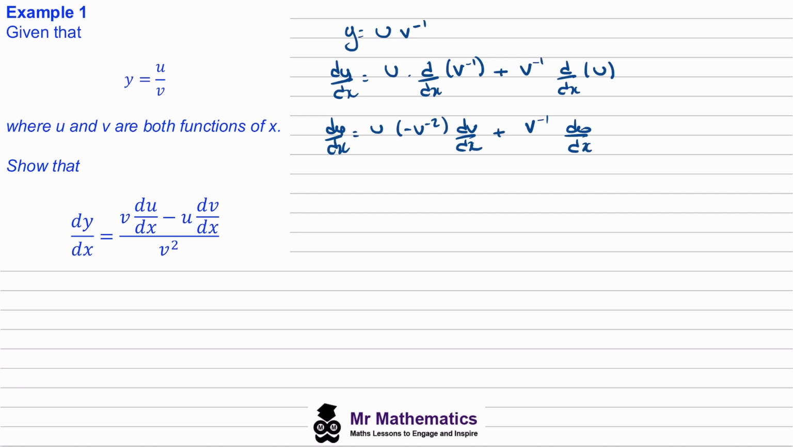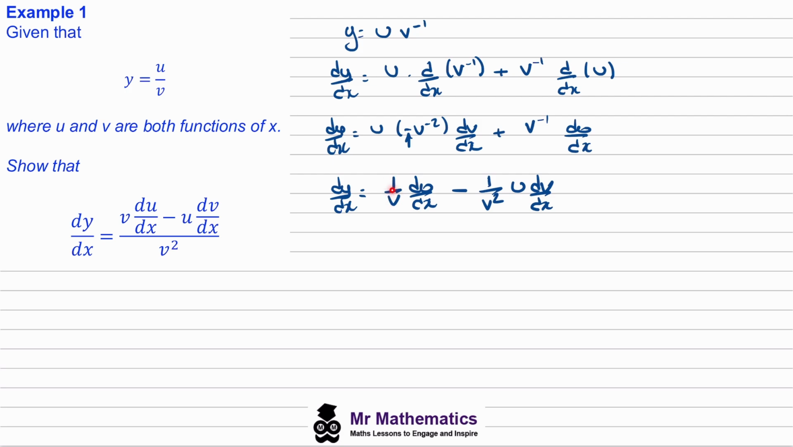To tidy this up, I'm going to write the positive term first, and I'll write this term as a fraction. So dy by dx will be 1 over v times du by dx minus this negative here, 1 over v squared multiplied by u dv by dx. Now I can put these two together with a common denominator.